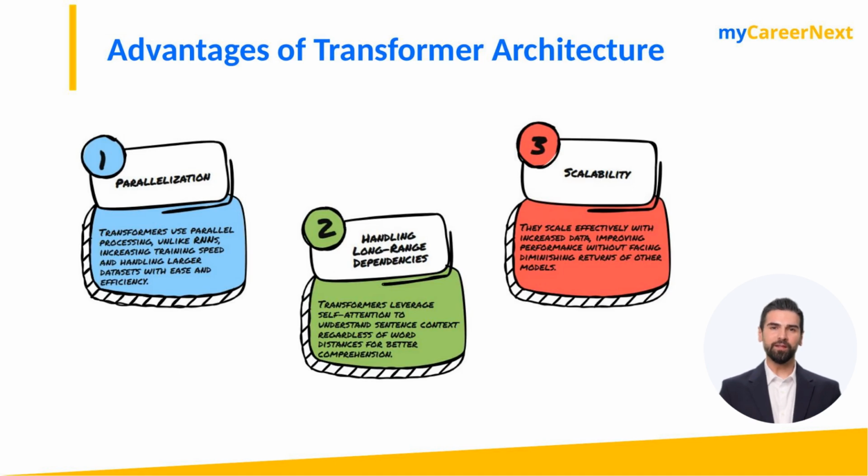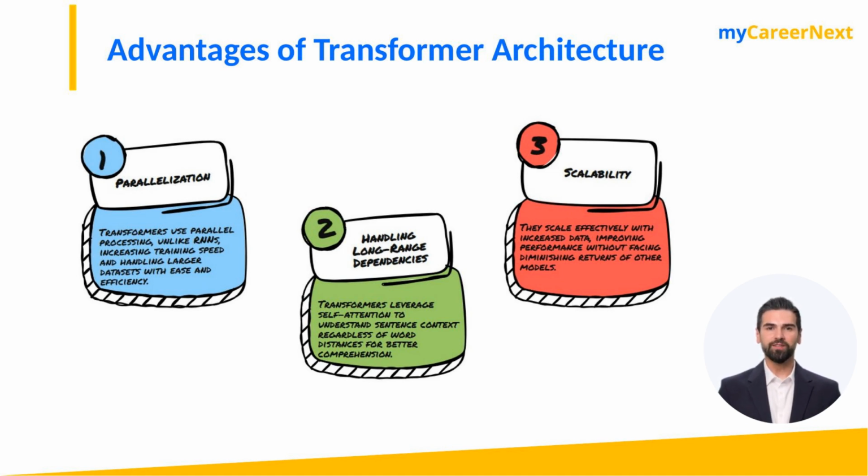Now that we've covered the basics, let's look at why the transformer architecture is so powerful. 1. Parallelization. Unlike older models like RNNs and LSTMs, transformers can process words in parallel. This means they are much faster to train and can handle larger datasets efficiently. 2. Handling long-range dependencies. Because of self-attention, transformers can connect words from different parts of the sentence, no matter how far apart they are. This makes them especially useful for tasks where context from earlier in the sentence is important for understanding later parts. 3. Scalability. Transformers scale extremely well with data. As you add more data and layers, the model can improve its performance without running into the diminishing returns that other architectures face.